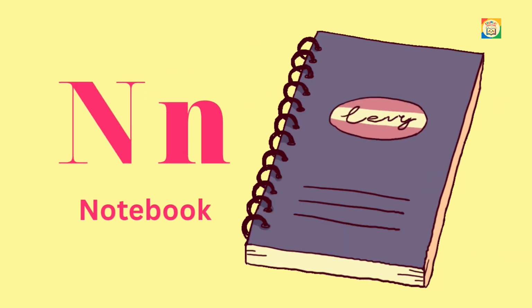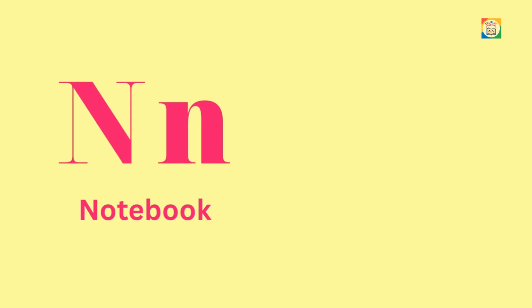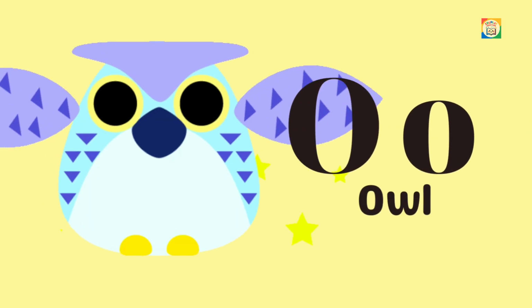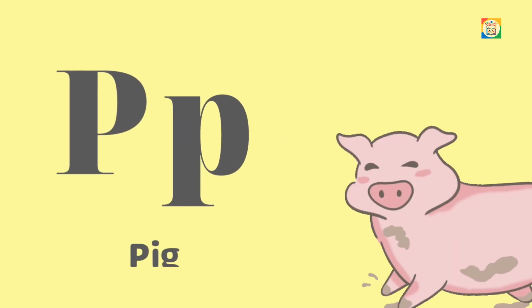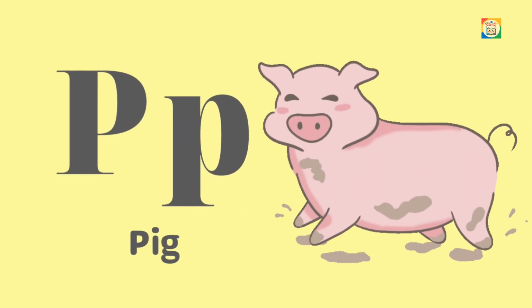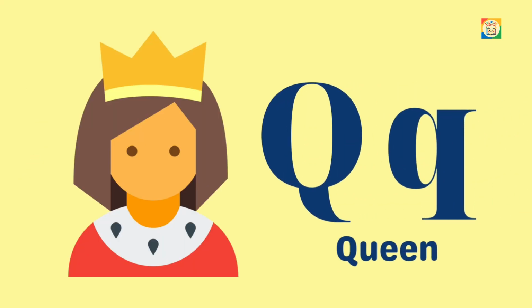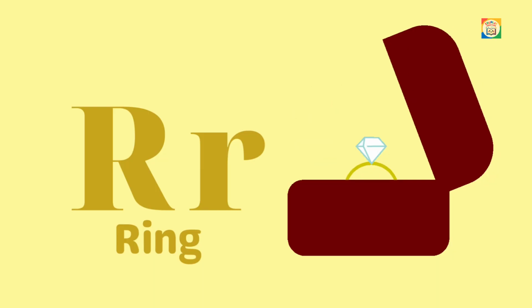N is for notebook. No, notebook. O is for owl. O, owl. P is for pig. P, pig. Q is for queen. Queen. R is for ring.